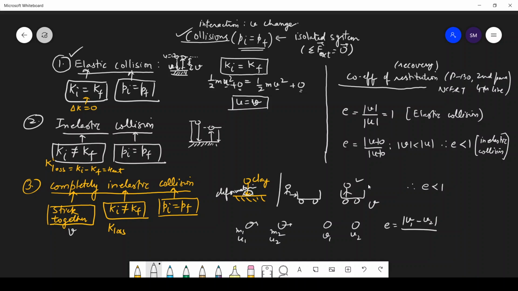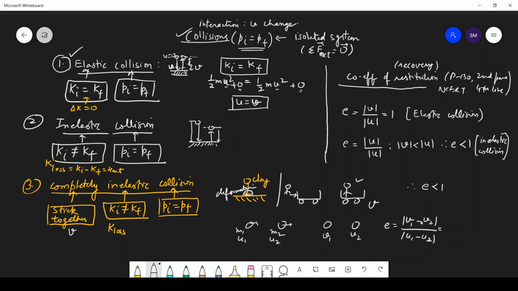Is this clear? Now instead of 0, I am writing here, because v is the first body, so it is v1 minus the second body, and here also u1 minus u2. So it's so simple when there are two bodies, and that is the coefficient of restitution.